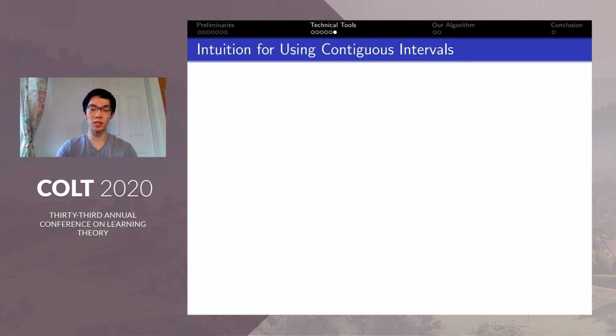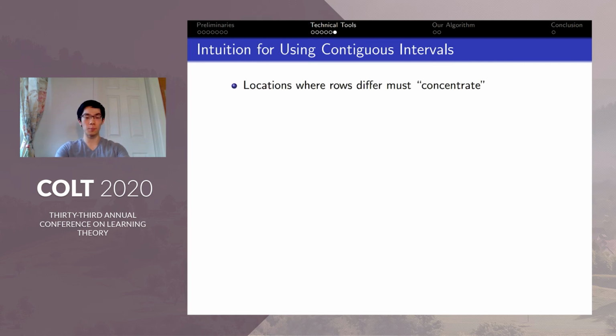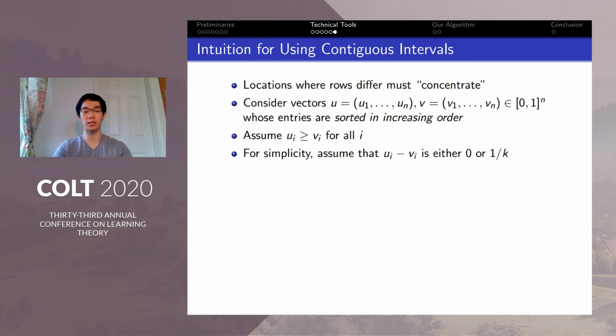Now I'll give some intuition for why contiguous intervals are a very natural family of test functions. So the key intuition is that locations where rows differ must concentrate. Let's consider the following very simple example. We have two vectors u and v whose entries are in {0, 1}, and let's say that their entries are sorted in increasing order. So this is like when the columns are already sorted. Now assume that u_i is bigger than v_i for all i, and that the differences u_i minus v_i are all either 0 or 1/k.